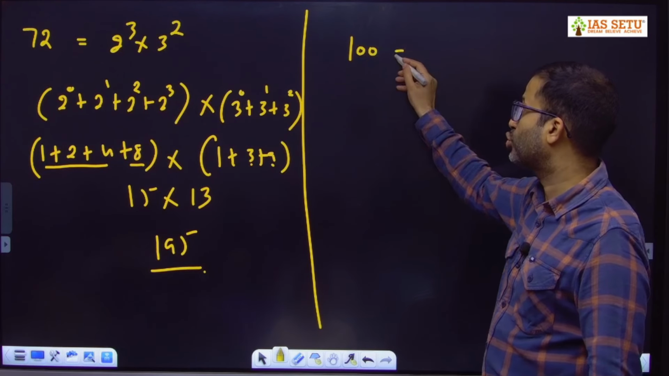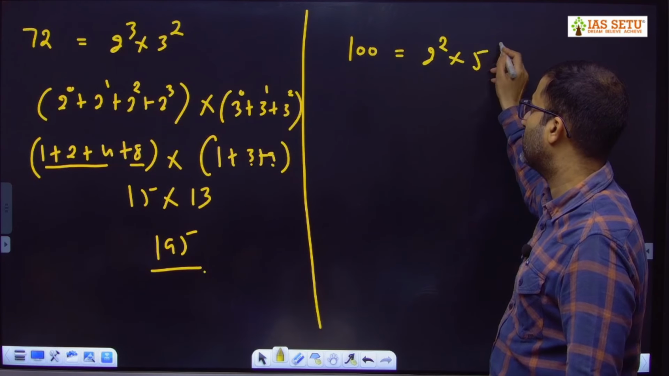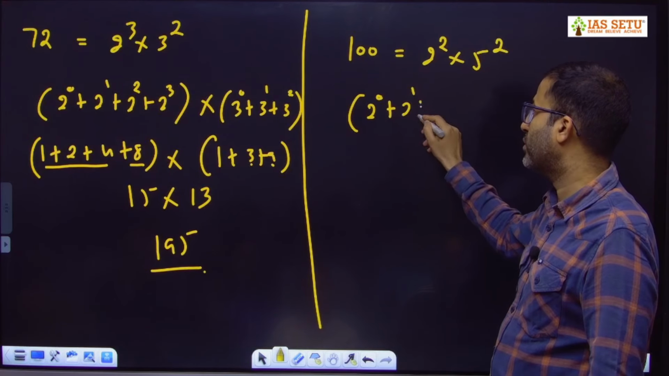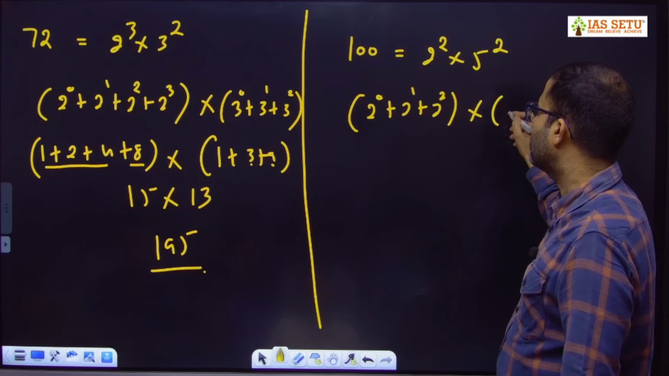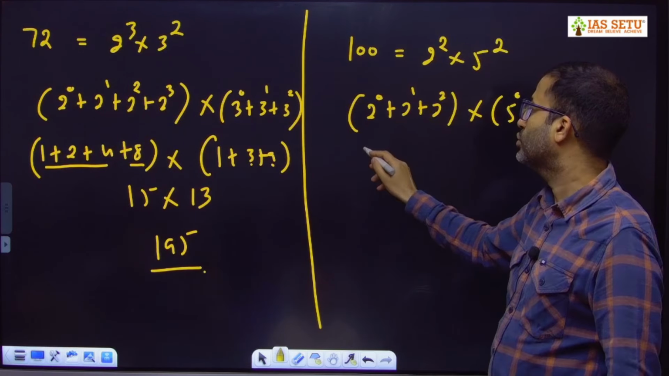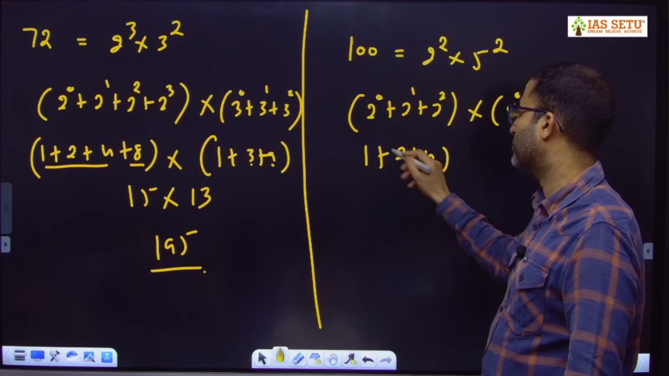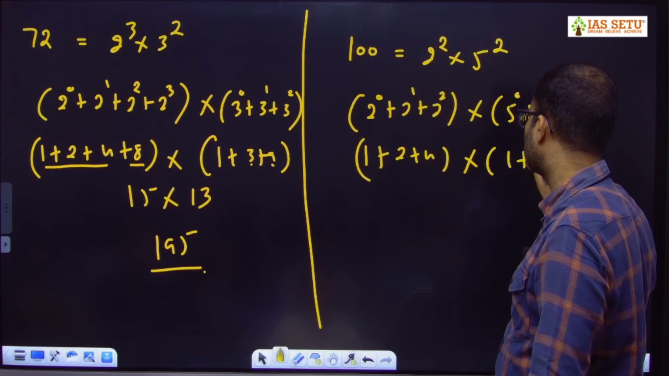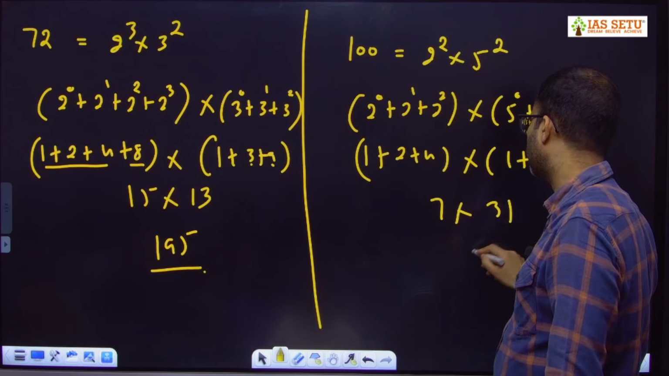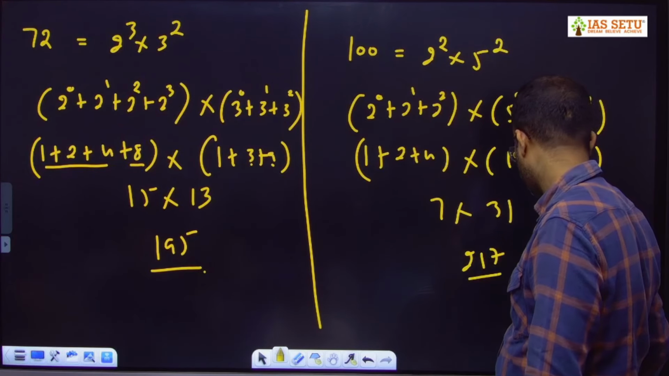Now here this is 2 square into 5 square. What is your answer? 2 to the power 0, 2 to the power 1, 2 to the power 2, second bracket 5 to the power 0, 5 to the power 1, 5 to the power 2, so it is 1 plus 2 plus 4 into 1 plus 5 plus 25. This is 7 into 31, 217.